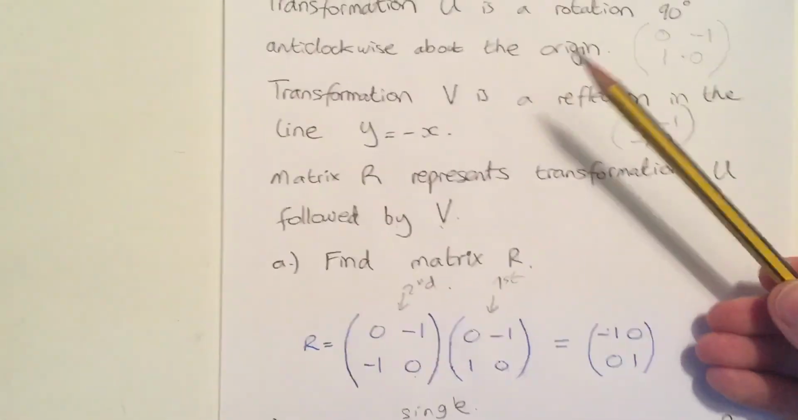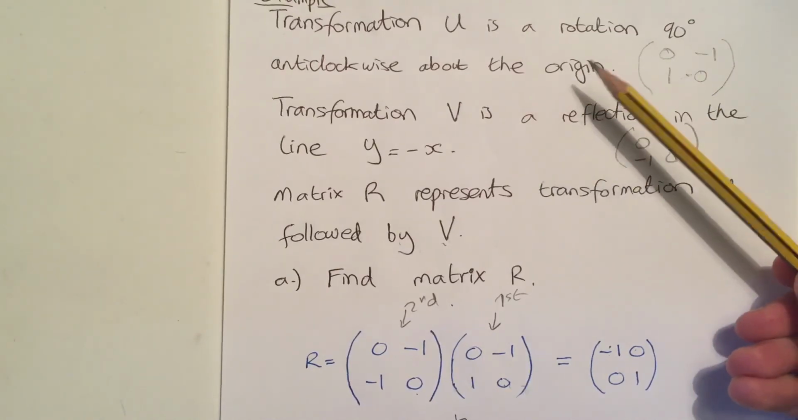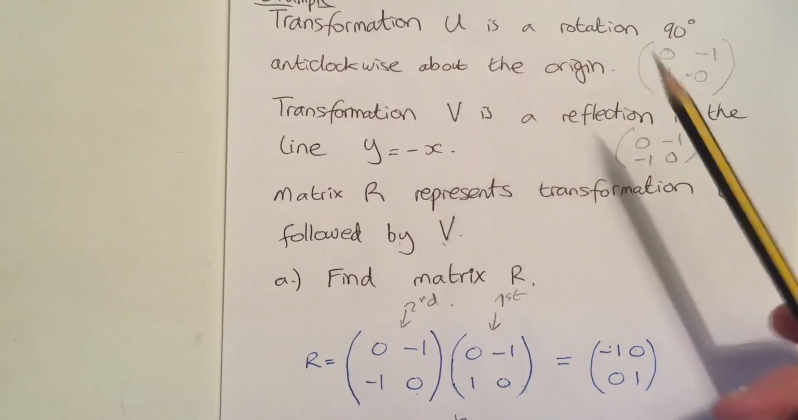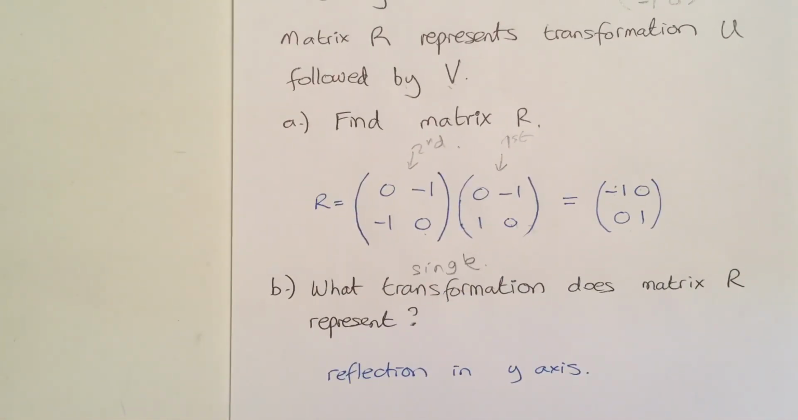So what we're saying here then is doing a rotation 90 degrees anti-clockwise about the origin and then reflecting it in the line y equals minus x is the same thing as reflecting in the y-axis.